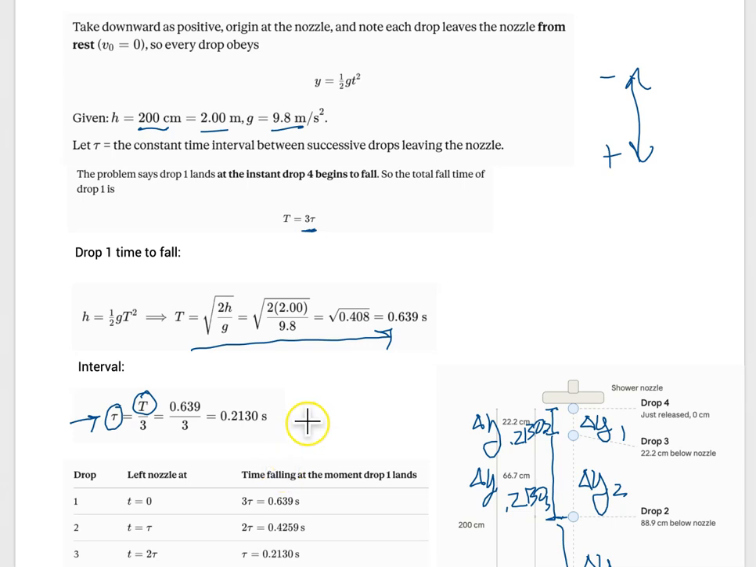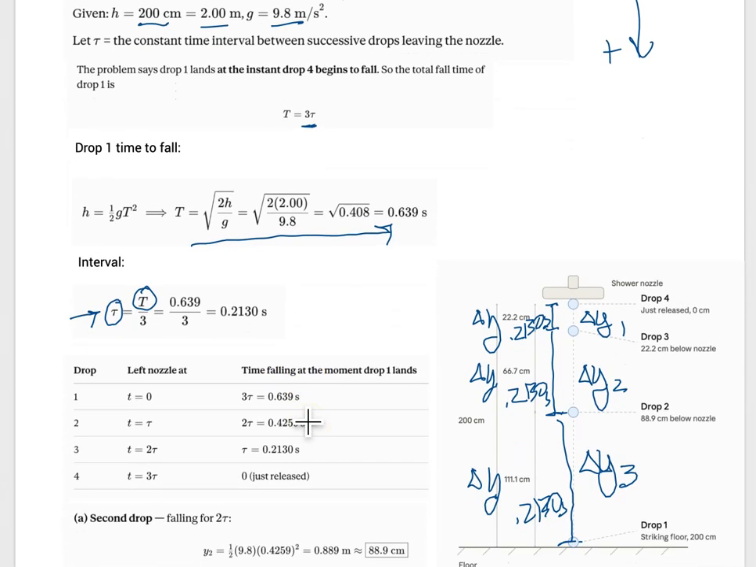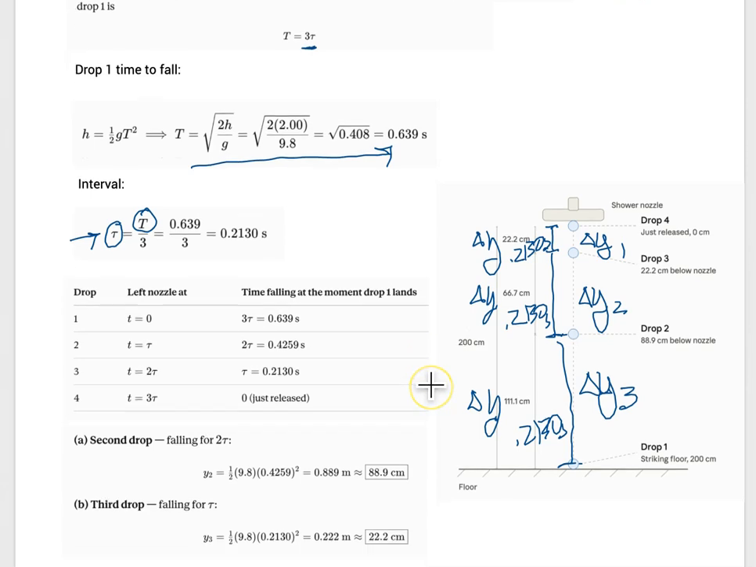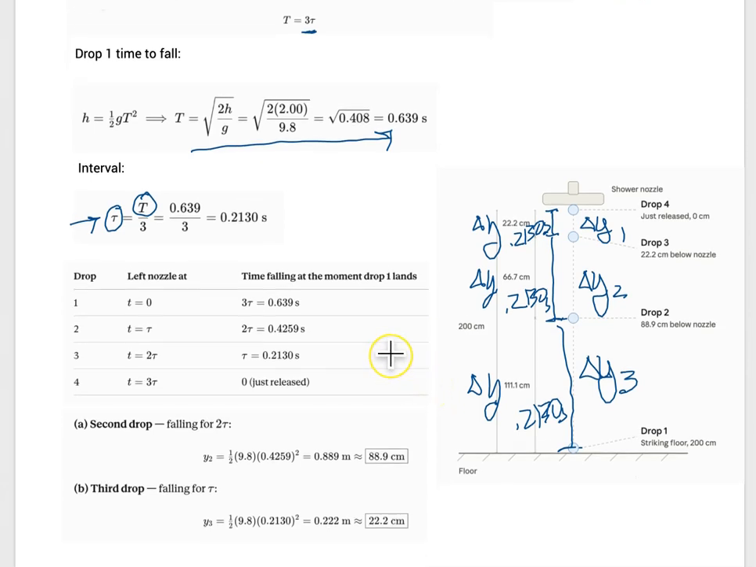Now that we know that, we can look and see, and we can say, well, if this one left the nozzle at time 0, the time it took to fall was 3 times the interval, and that's 0.639. For the second drop, it'd be 2 times that interval, 0.4259. And for the third drop, it would be 1 times the interval. And then for the fourth drop, it just was released, so it hasn't really gone anywhere yet. So now we need to go through and find the distance for those drops.